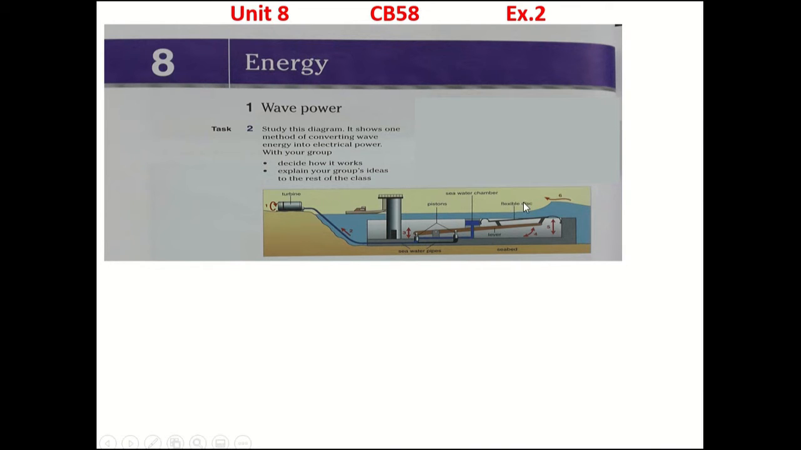We have the flexible disc, which is attached to a lever. Then we have a chamber here that takes in seawater. Then we have a set of pistons, and we have many sea pipes. And finally, a turbine on the land. Now, how does it work?